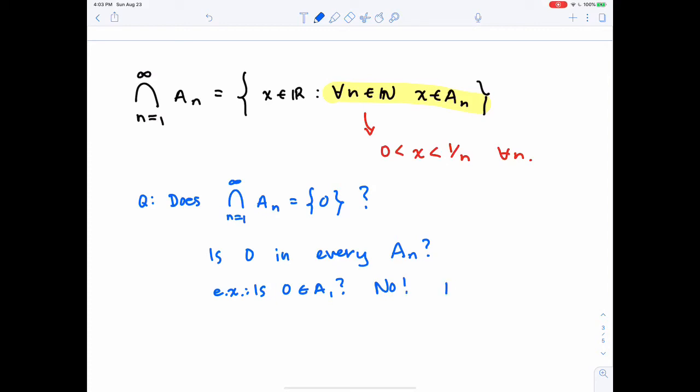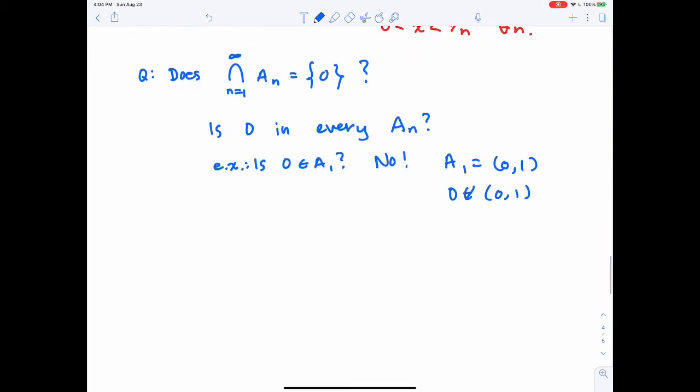No. Remember what A1 was. It's an open interval, and 0 is not in that open interval. 0 is not in any of the sets, actually. If it's not in any of the sets, it's certainly not in the intersection. It only takes one set. I just have to show you one set that 0 is not in order to prove that it's not in every set.